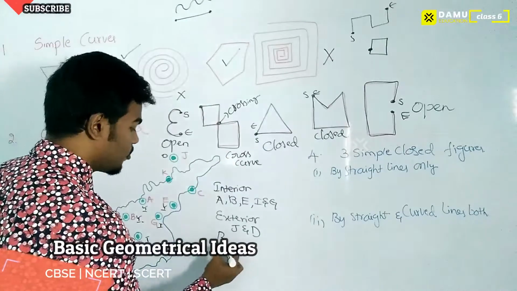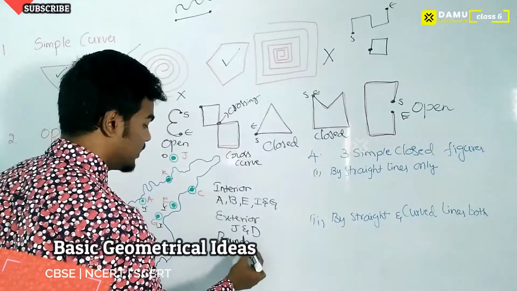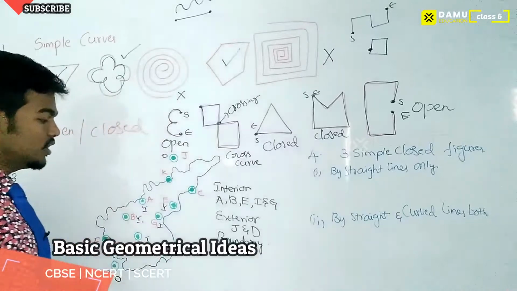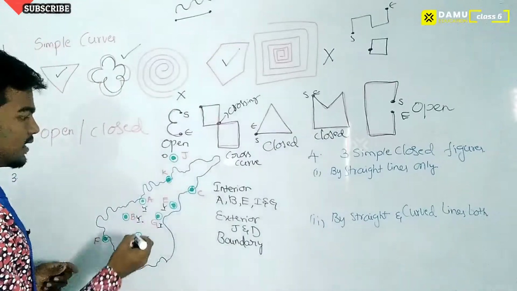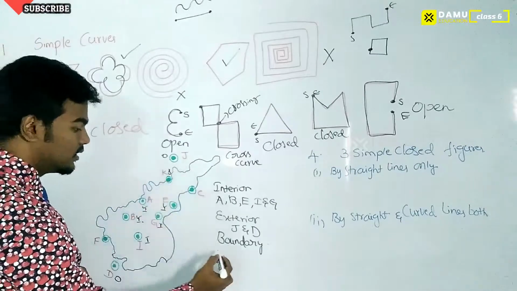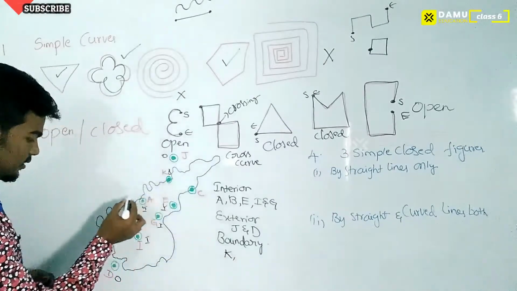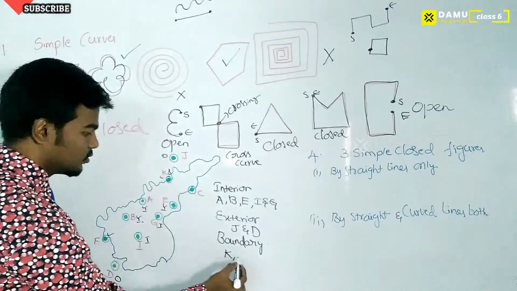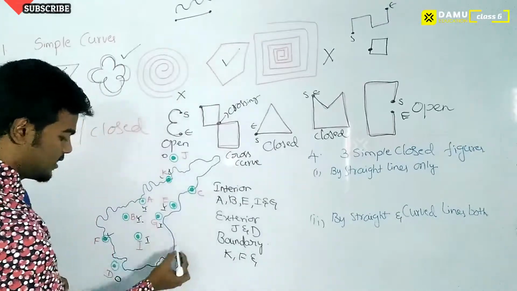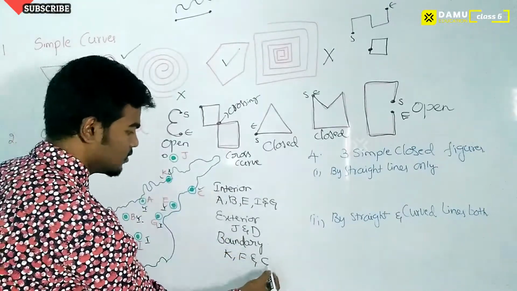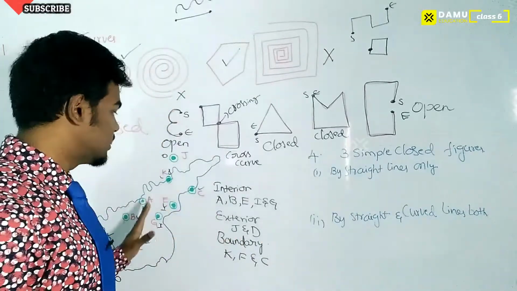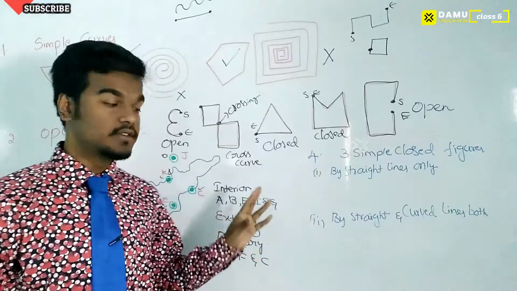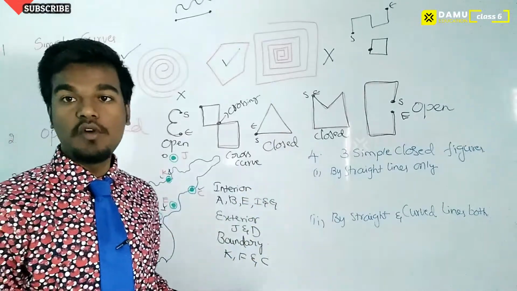Then boundary points, which are on the curve. So what points are there? Here K is there. Let's take K, then come like this, F is there. So F, and finally if you go here, C. So K, F and C are located on the curve, on the boundary. Those points are called boundary points.